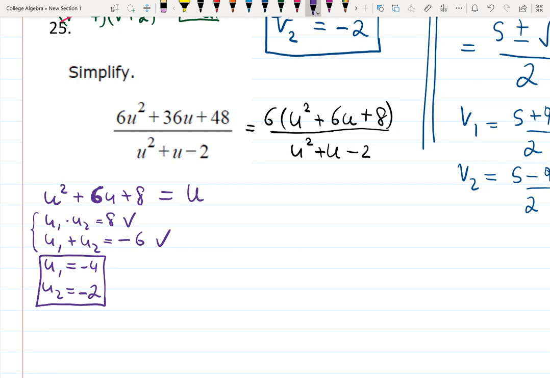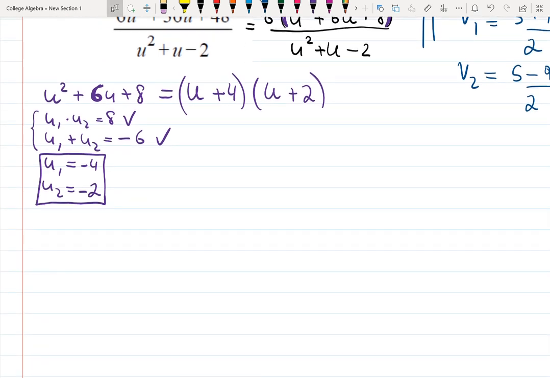So the answer for the numerator will be: factor out 6, u plus 4 times u plus 2. Always do minus the root. Now with the blue color, I will do the denominator: u squared plus u minus 2. Would you like me to use the same method, or the quadratic formula? We can do the quadratic formula this time if you want, or even the same idea.